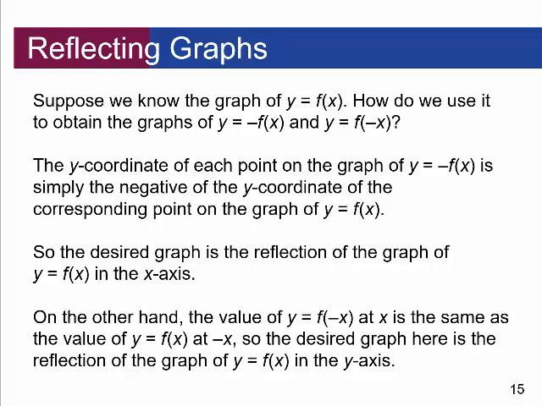On the other hand, this is where it gets a little bit more tricky. The value of y is equal to f of negative x at x is the same as the value of y is equal to f of x at negative x. Okay, so the desired graph here is the reflection of y is equal to f of x on the y-axis. So this one's a little bit easier because I'm just going to take the graph and flip it upside down. Here I'm going to take it and reflect it on the y-axis, so it's a little bit more confusing.